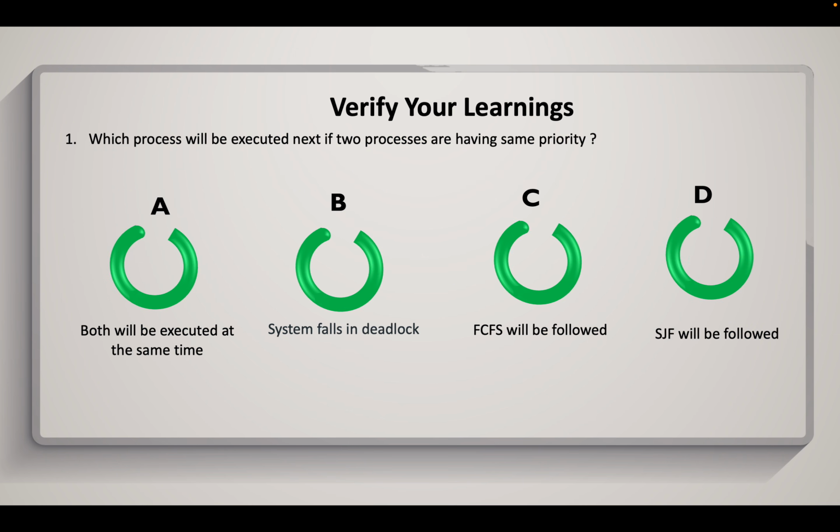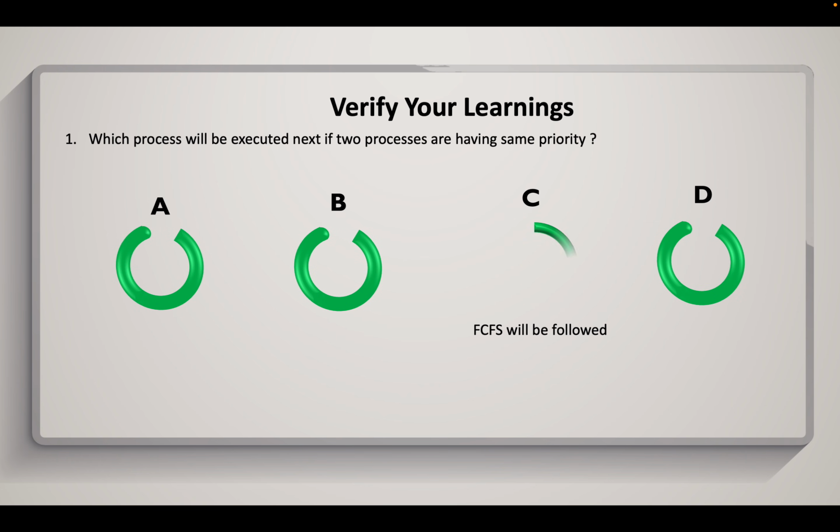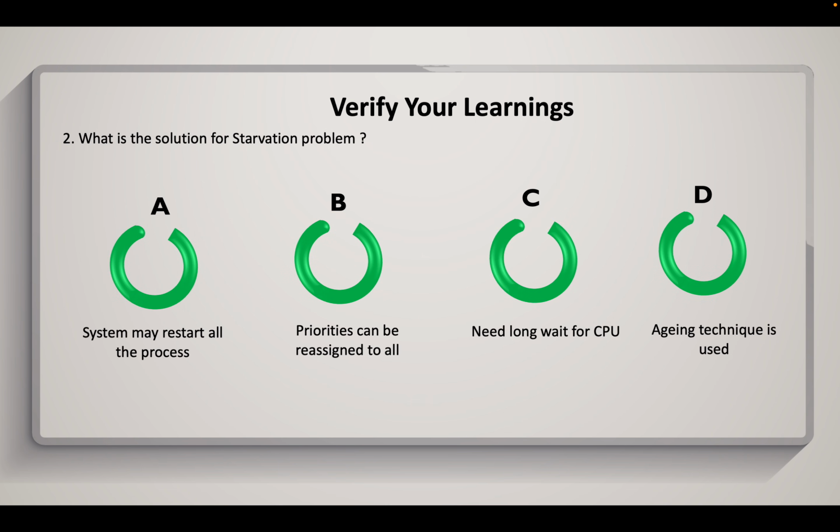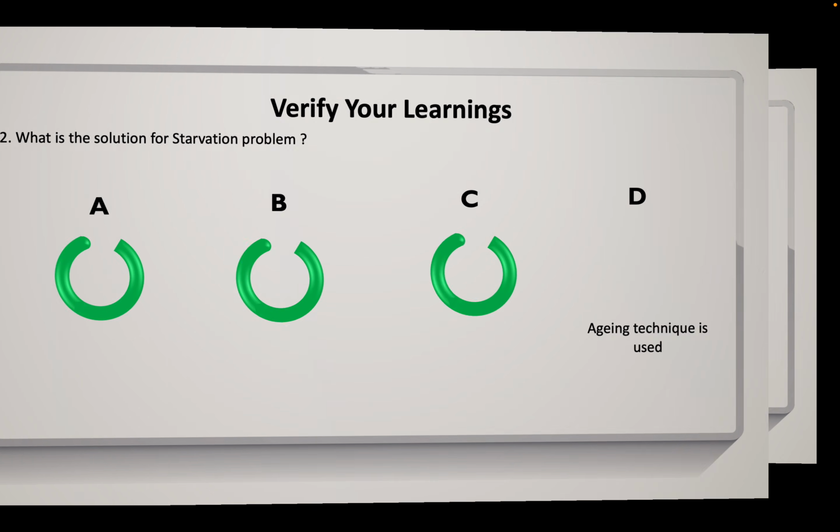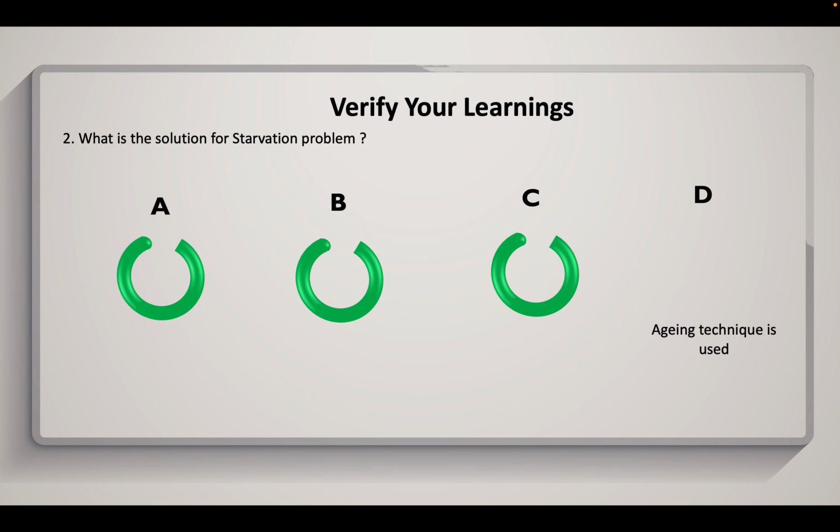Which process will execute next if two processes have the same priority? FCFS will be followed. Answer C. What is the solution to starvation? The solution is aging. Aging means we are increasing the priority one by one on every cycle.